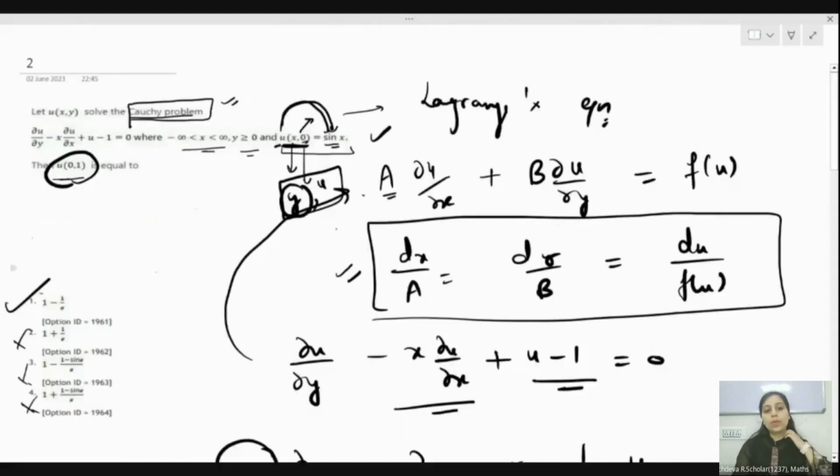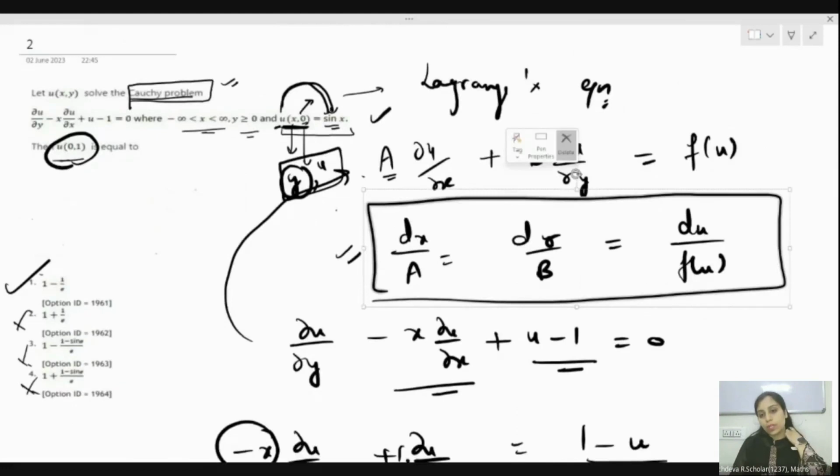So a very simple problem, Cauchy problem, but no need to solve fully. We just see what we want. We want only here u(x,0) is equal to sin x. So y is changing, so we have solved y and u only. From here we get u(0,1).